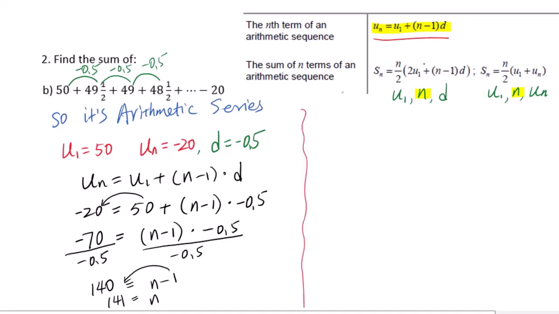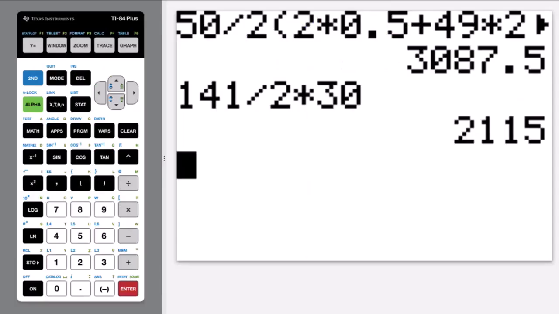Then you can use either formula to figure out the sum of this series. Let's use the second one. S sub 141 equals 141 over 2 times u sub 1, which is 50, plus negative 20. Then we put it into the calculator. The answer is 2115.